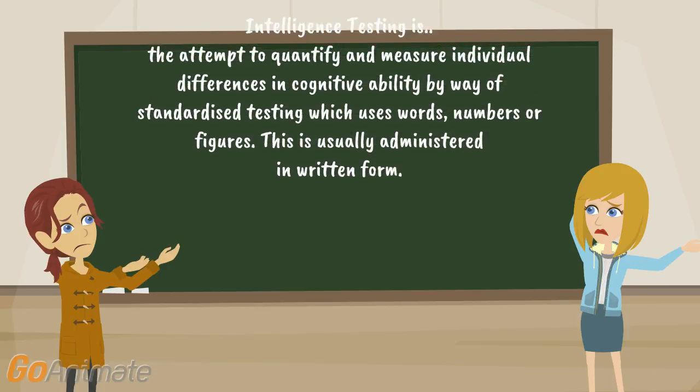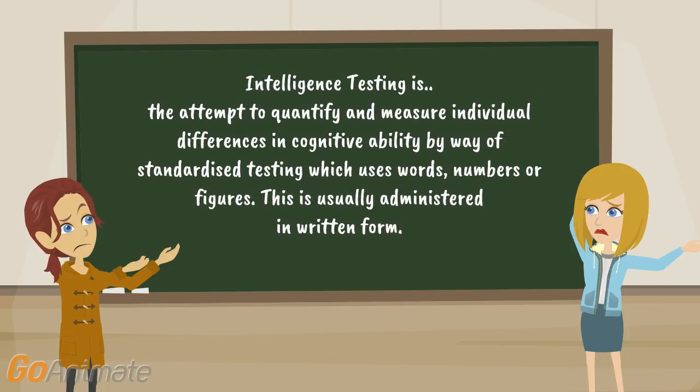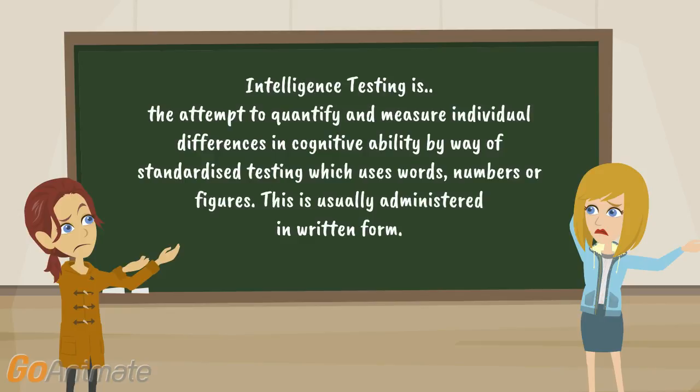First of all, what is intelligence testing? As stated in week 7 of our Understanding Learning module, intelligence testing is the attempt to quantify and measure individual differences in cognitive ability by way of standardized testing, which uses words, numbers, or figures. This is usually administered in written form.